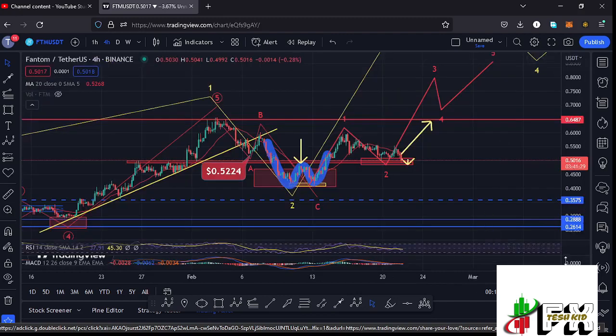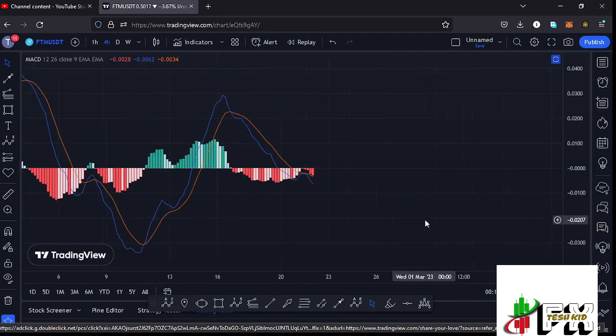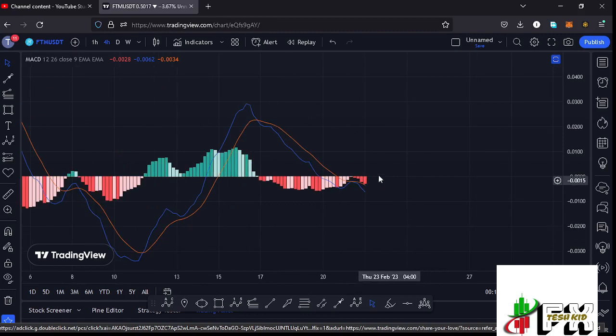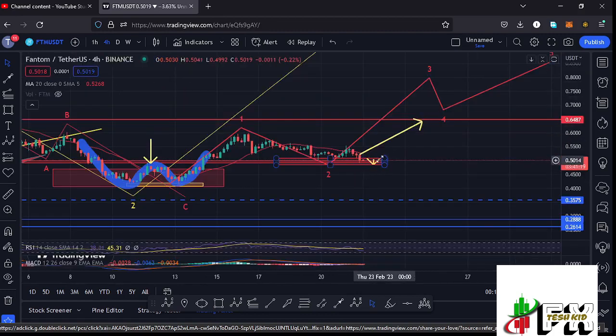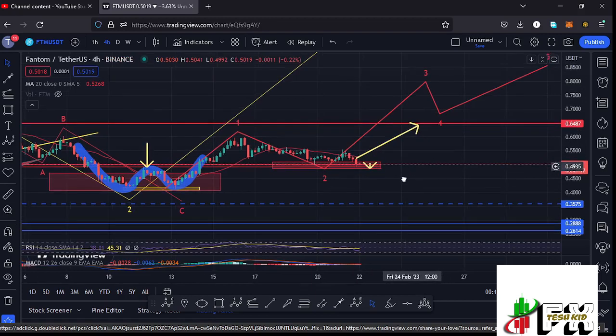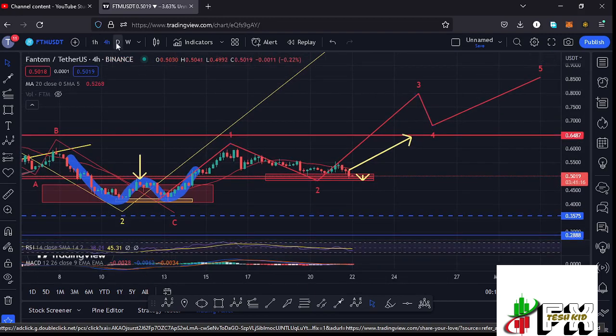Also taking a look at the MACD, we have been able to print a bearish cross, and we're also seeing a bit of an increase in the selling momentum, suggesting that we might see one more new low in the formation of that wave 2, then expect that massive bounce to the upside in the formation of that wave 3.